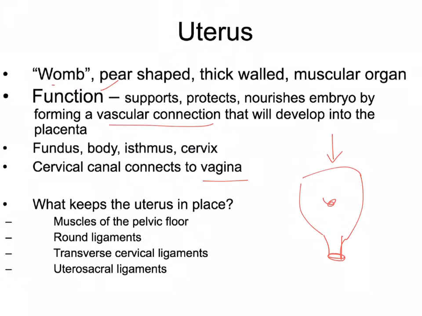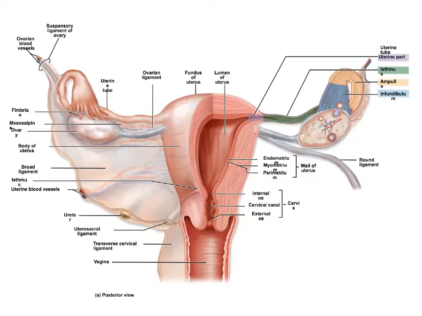The uterus is kept in place by the muscles of the pelvic floor, the round ligaments, some transverse cervical ligaments, and some uterosacral ligaments that keep it all in place. It doesn't always stay in place very well. So here's the picture. There's the fundus, this is the top part. There's the uterus, the internal os, the cervical canal, the external os. Those are all part of the cervix.